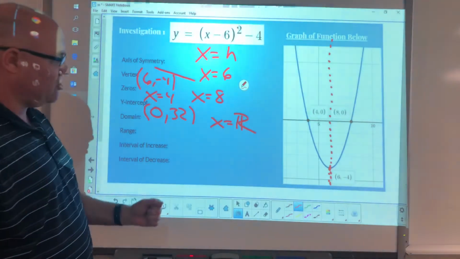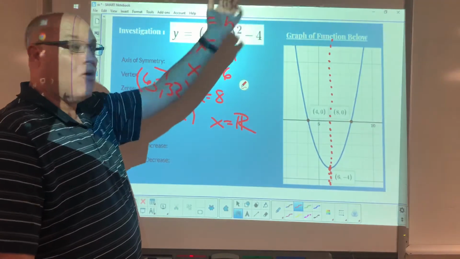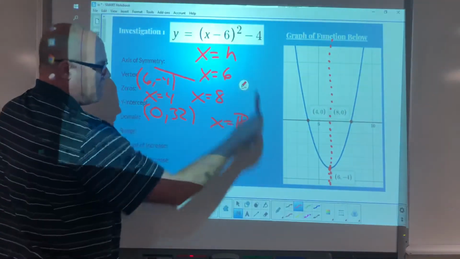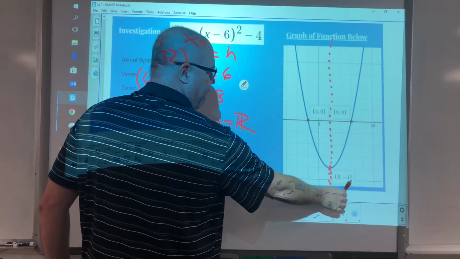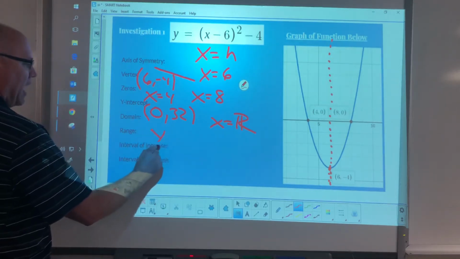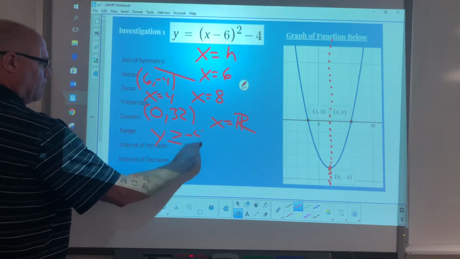Now the range is always going to go from the absolute min up or from the absolute max down. So in this case, this one opens up. So our y value here is negative 4, right? So our range is y is greater than or equal to negative 4.